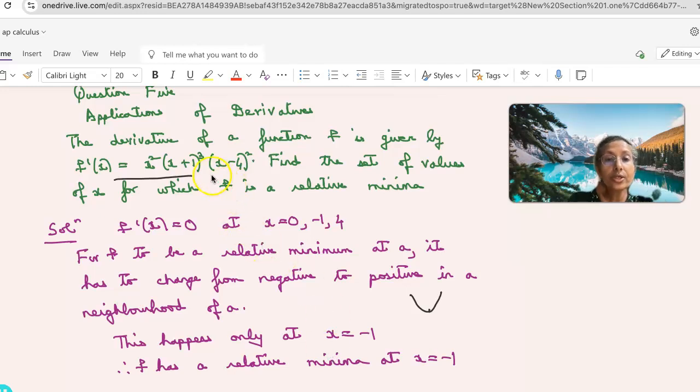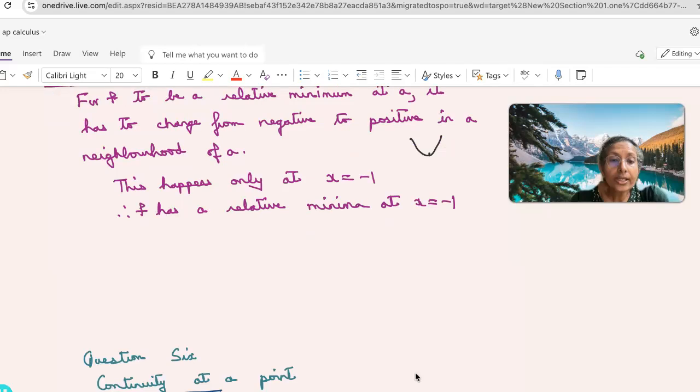The next question is, the derivative of a function f is given by f dash x equal to x squared into (x plus 1) the whole cubed into (x minus 4) the whole squared. Find the set of values of x for which f is a relative minima. So f dash x equal to 0 at x equal to 0, minus 1 and 4. So for f to be a relative minimum at a, it has to change from negative to positive in a neighborhood of a. So it will go like this. And that will happen only for minus 1 because it's an odd power. So f has a relative minima at x equal to minus 1.